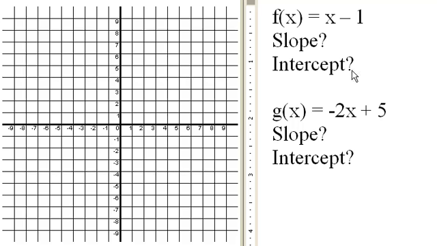So to graph this first one, I personally would use the slope and the intercept to graph it rather than finding points. You could also find points. You could substitute in values you want for x, if you want 0, 1, 2, 3, whatever values you want for x, and they would give you points as well to graph.